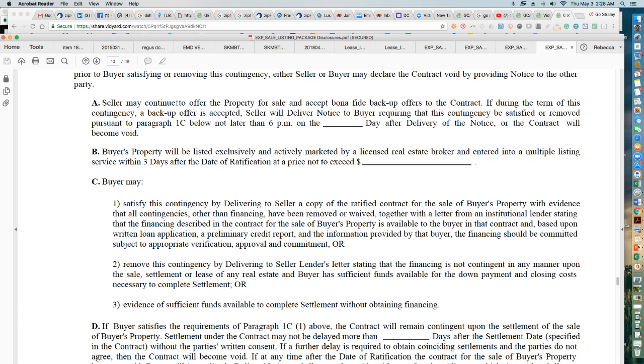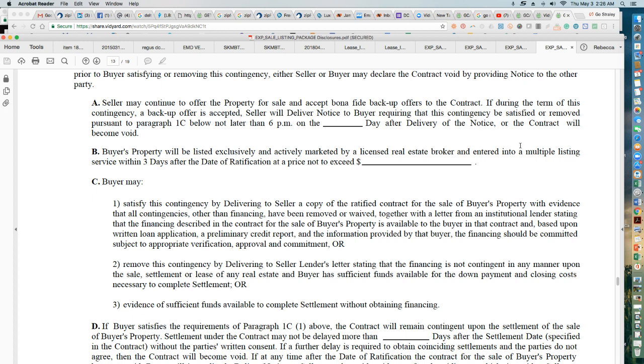And then we say that the seller may continue to offer the property, and seller will deliver a notice to the buyer requiring that the contingency be satisfied or removed if there is another contract. And again, we want to say, how many days does that buyer have after he's notified that the kick-out clause, that somebody else has come in, and he either needs to buy the house and provide financing or go find another house.